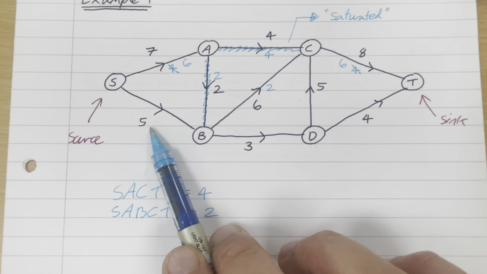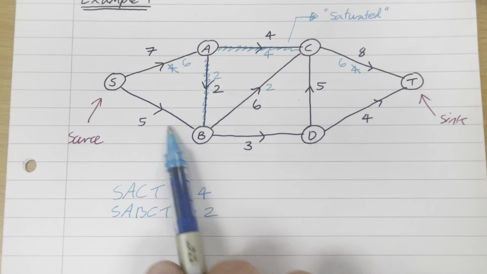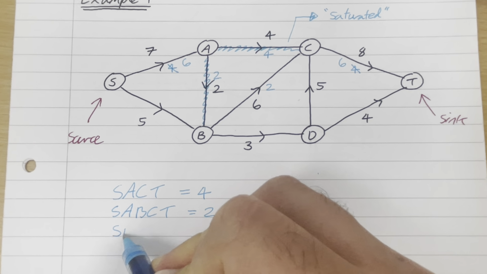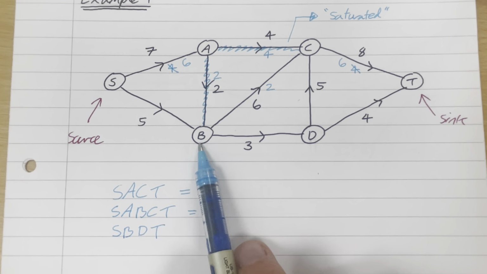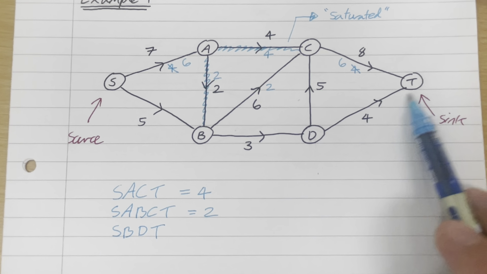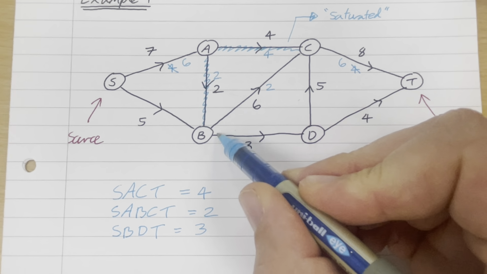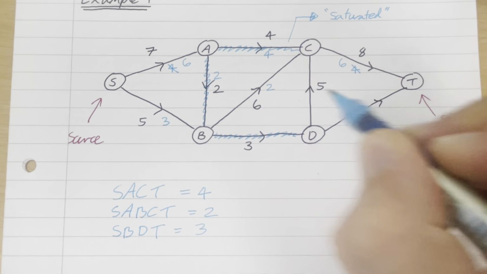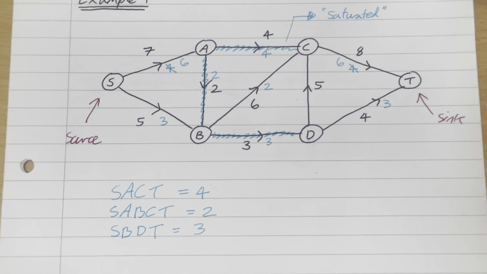So let's move to SB. Okay, so I can do SB to D to T. That's got 5 units of space, that's got 3 units of space, and that's got 4 units of space. The smallest of those numbers is 3, so let's put a unit flow of 3 through that route. So that's now at 3, that's now saturated at 3, and that's now got 3 through it.